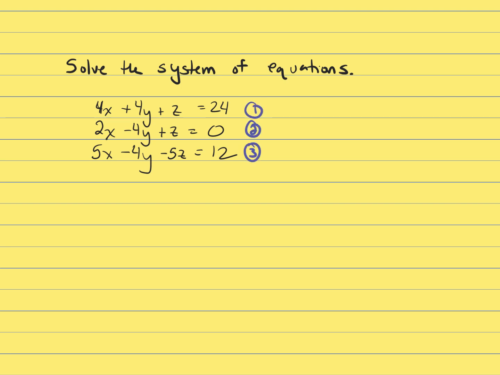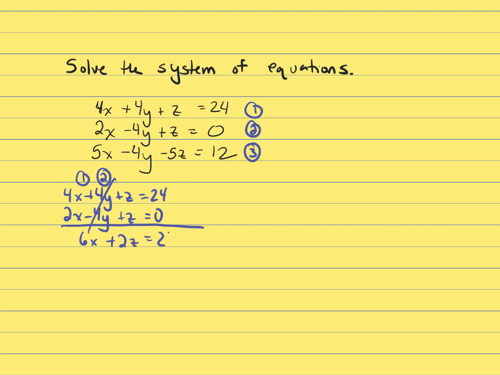And so I'm going to pick 2 equations to start with. So I'm just going to pick equations 1 and 2. If I look at equations 1 and 2, I have 4x plus 4y plus z equals 24. And I have 2x minus 4y plus z equals 0. So I have to pick from these 2 equations one variable to eliminate. Now I think it's a really obvious choice here because if you look at the y terms, they're already opposite. So I can add those together right away and eliminate the y's. So I get 6x plus 2z equals 24. So I've taken 2 equations with 3 variables and made 1 equation with 2 variables.